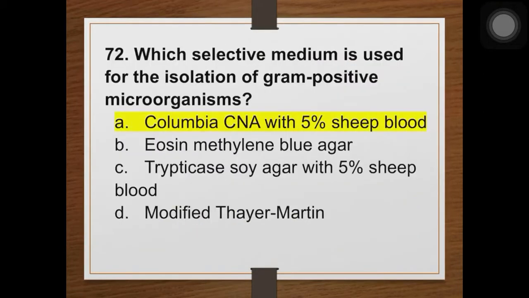72, which selective medium is used for isolation of gram-positive microorganism? Columbia CNA agar, colistin nalidixic acid agar. This will support the growth of gram-positive bacteria such as Staphylococcus. Correct answer, 72, letter E.